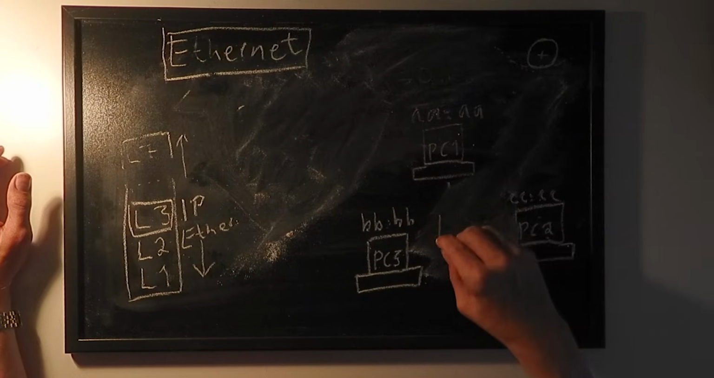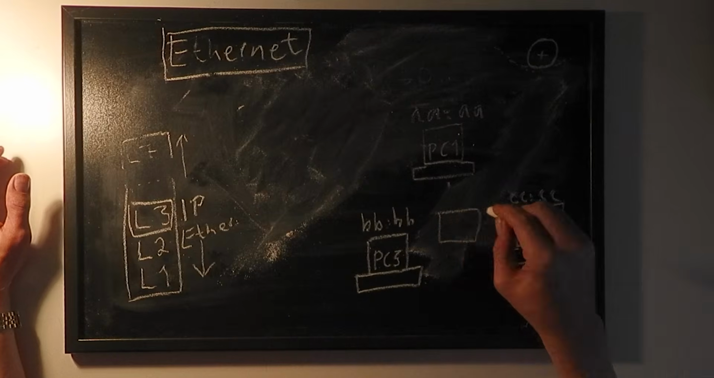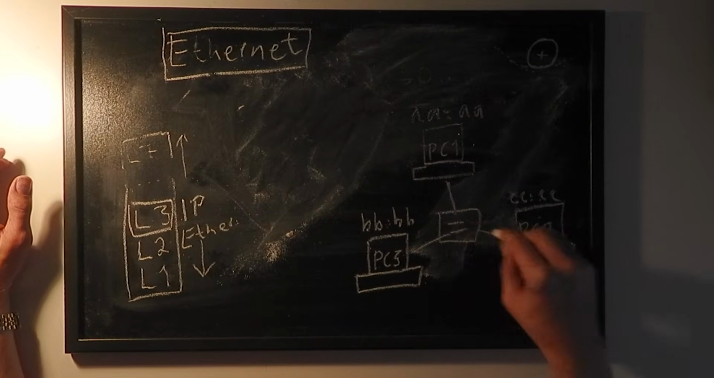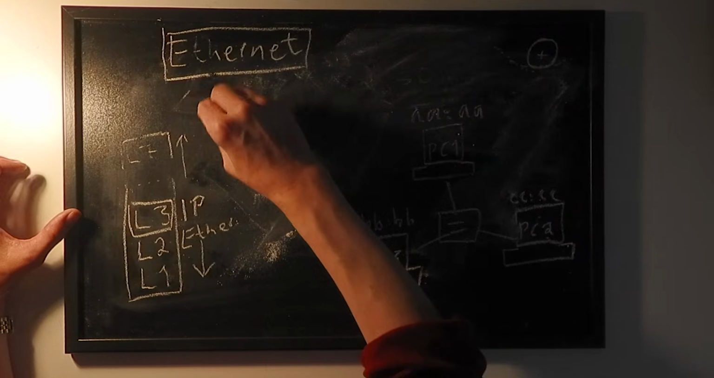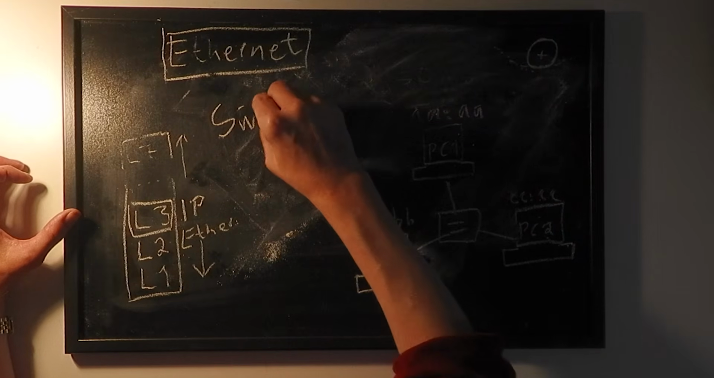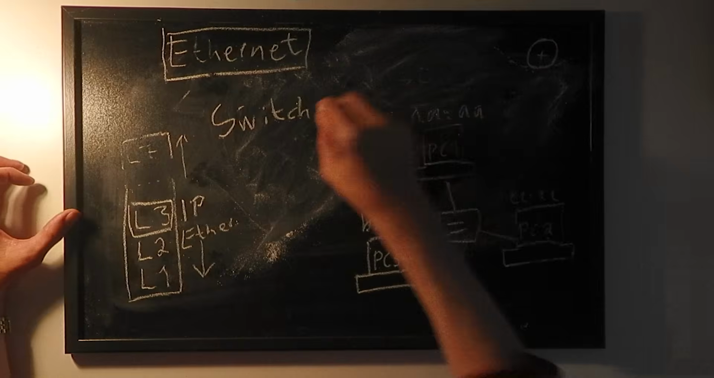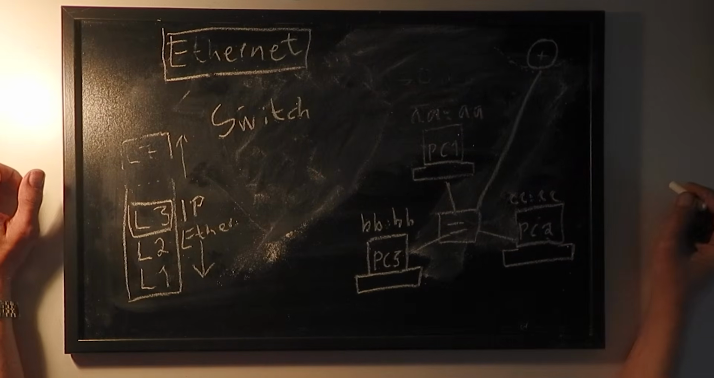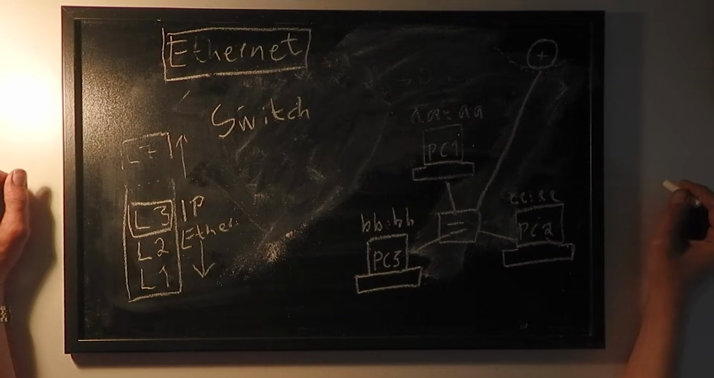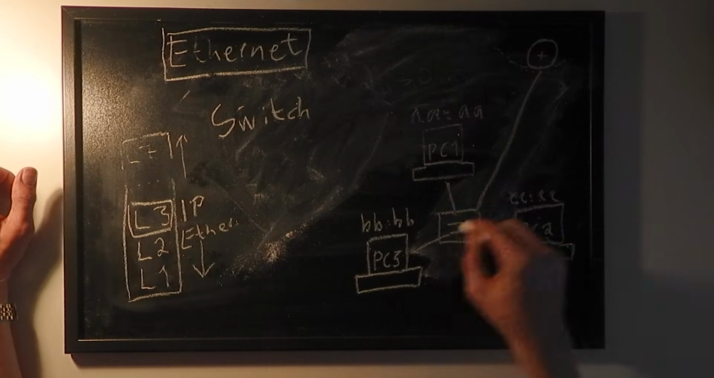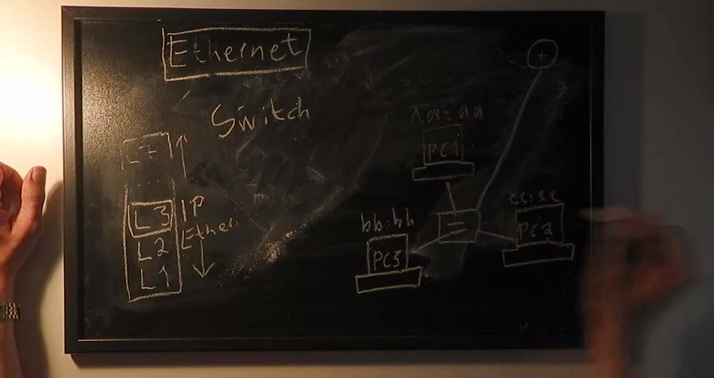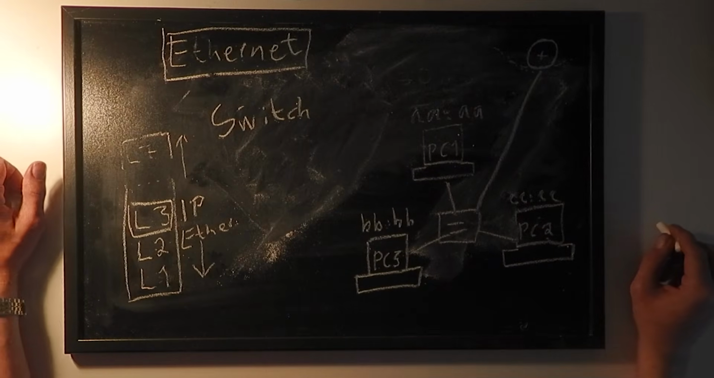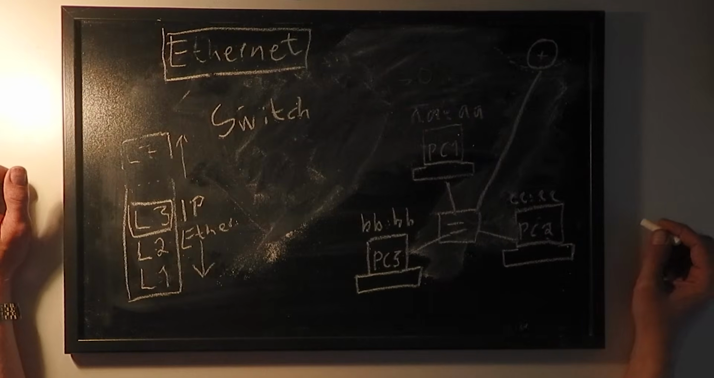So what do we use instead? I think you know the answer. This is a switch. A network switch is a more advanced hub in a way. It's still connecting computers at layer 1, layer 2, but it has some intelligence.